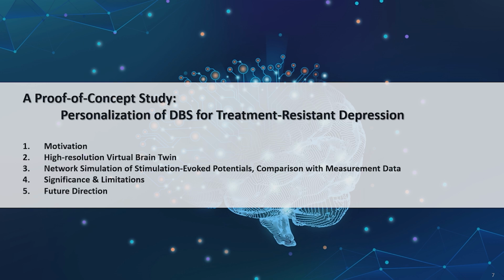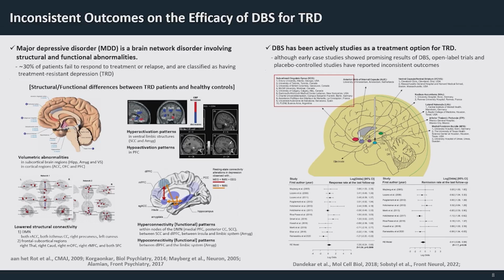So from now on, I will briefly introduce a proof of concept study where we applied the personalized virtual brain approach to deep brain stimulation for treatment-resistant depression. Major depressive disorder is known as a brain network disorder involving structural and functional abnormalities, and 30% of patients are classified as having treatment-resistant depression, TRD.